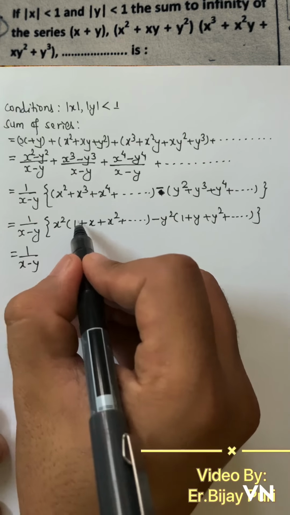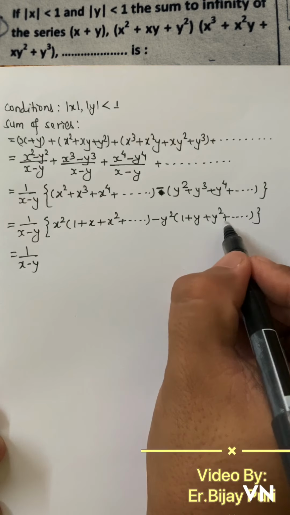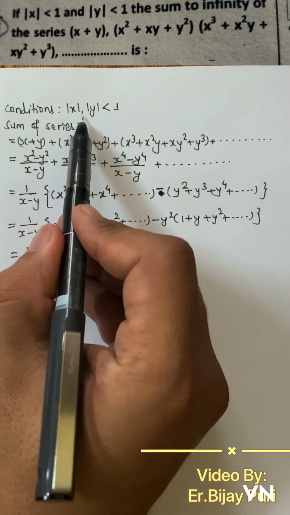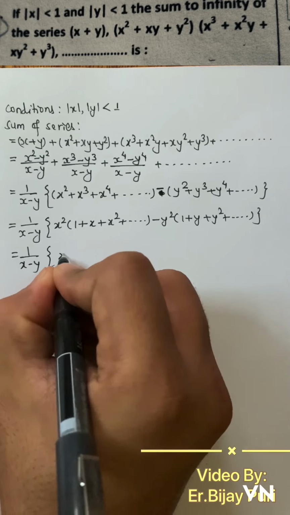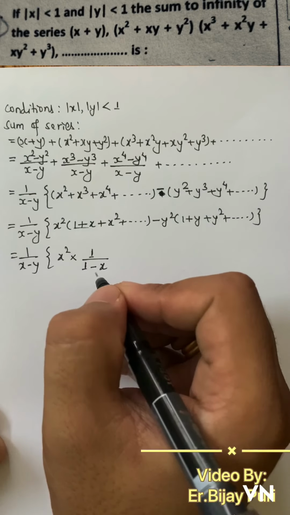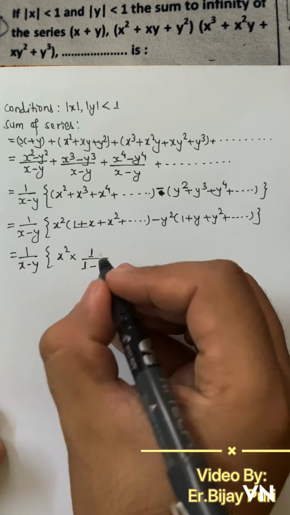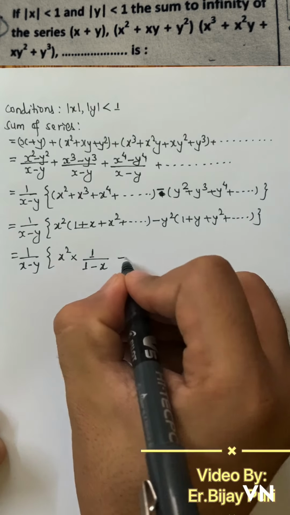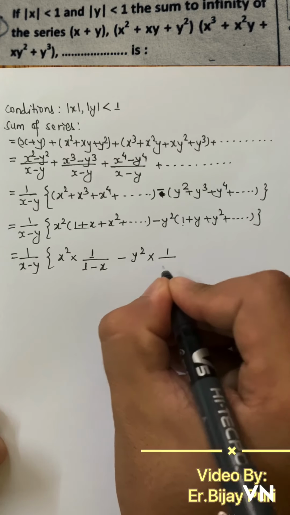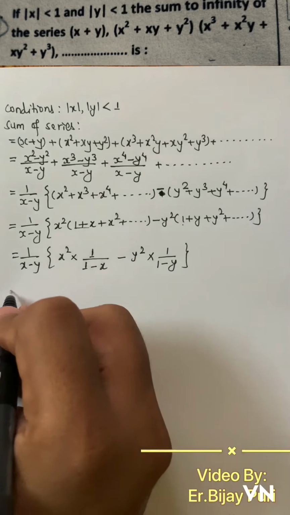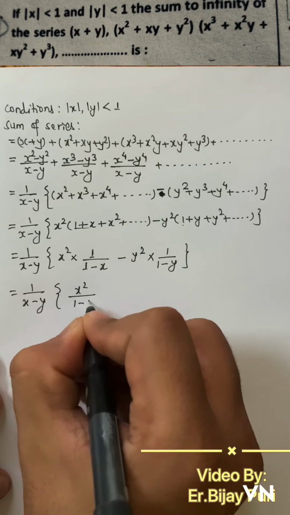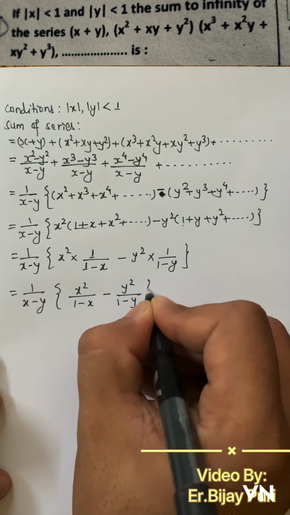So here the first term is 1 and the common ratio is x. Similarly, here the first term is 1 and the common ratio is y, and according to the property of the infinite geometric series, the absolute value of the common ratio should be less than 1, which is already given in the question. So I can directly write x square times the sum of this series, which is 1 by 1 minus x. Remember, the sum of the infinite geometric series is a upon 1 minus r. So here the first term is 1 and the common ratio is x, minus y square times, what is the sum of this series? In the same manner, the sum of this series is 1 by 1 minus y. So I can write 1 by x minus y, x square upon 1 minus x minus y square upon 1 minus y.